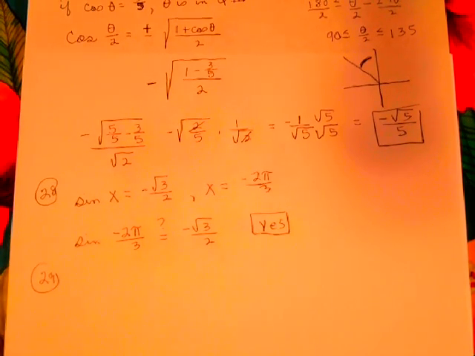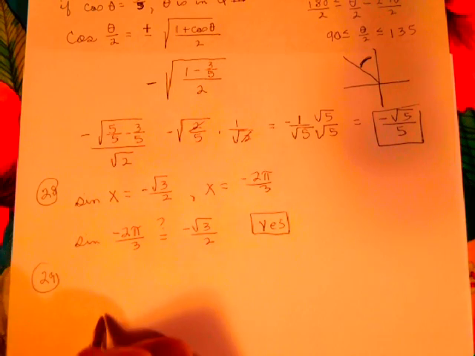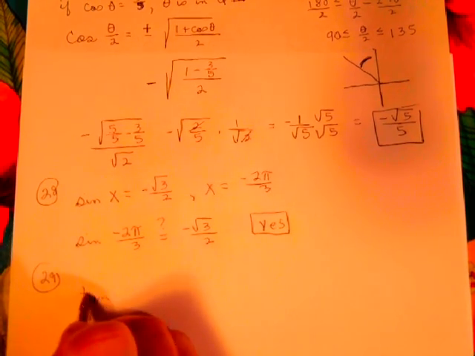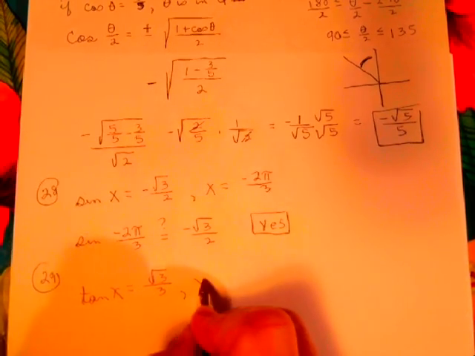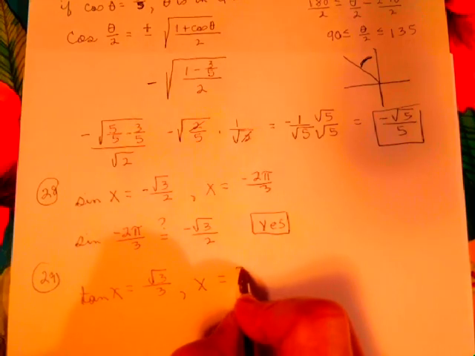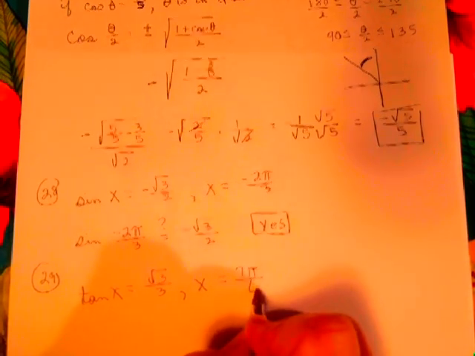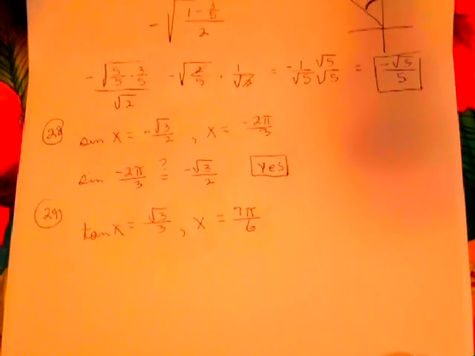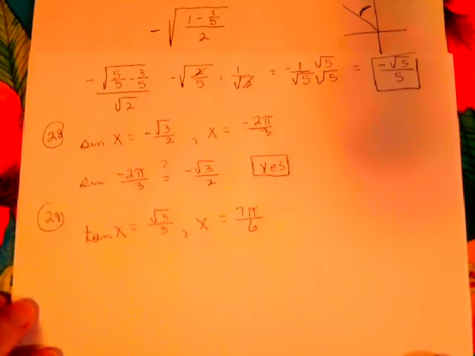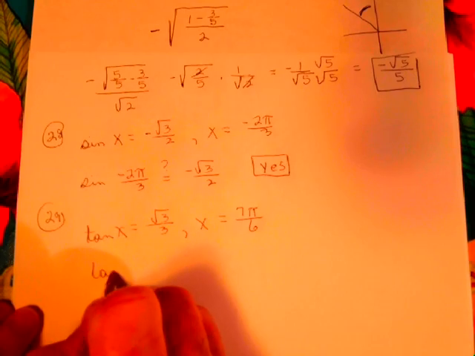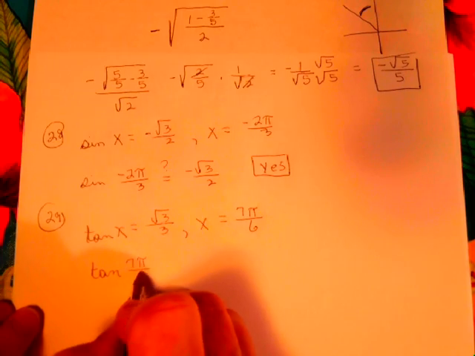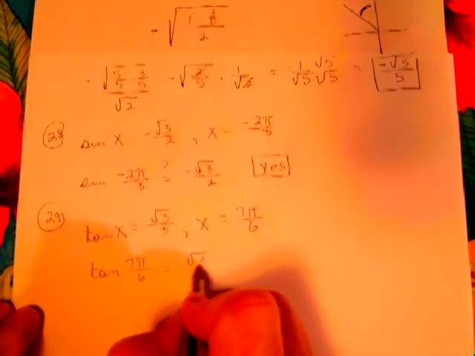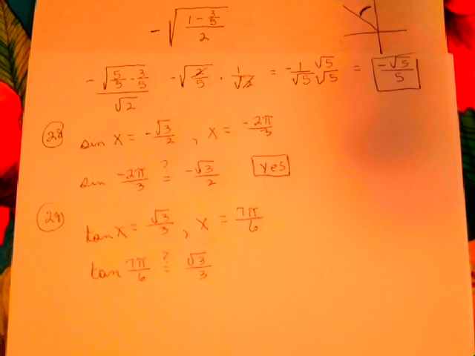29. Similar problem, but this time they have tangent of x equals square root of 3 over 3. They want to know if that is true if x equals 7 pi over 6. So we could rewrite this. Is the tangent of 7 pi over 6 equal to the square root of 3 over 3? And put a little question mark here, because that's all we're doing is saying, hey, is this true?